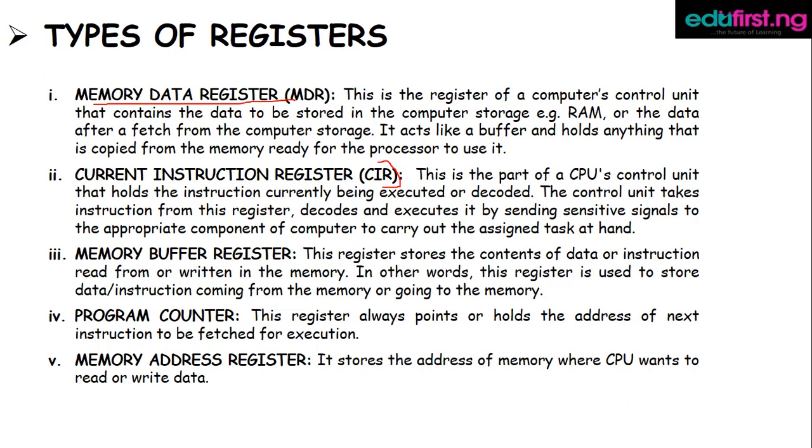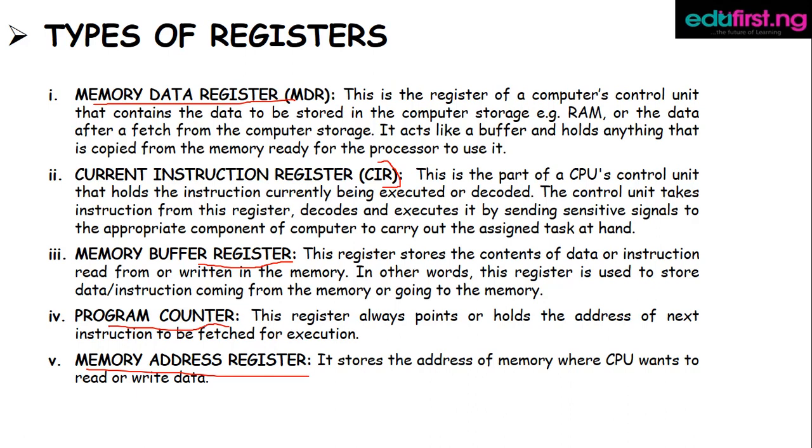Memory buffer register. This type of register stores the contents of data or instruction read from or written in the memory. In other words, this register is used to store data or instruction coming from the memory or going to the memory. So we have the program counter. This register always points to or holds the address of the next instruction to be fetched for execution. Memory address register stores the address of memory where the CPU wants to read or write data.